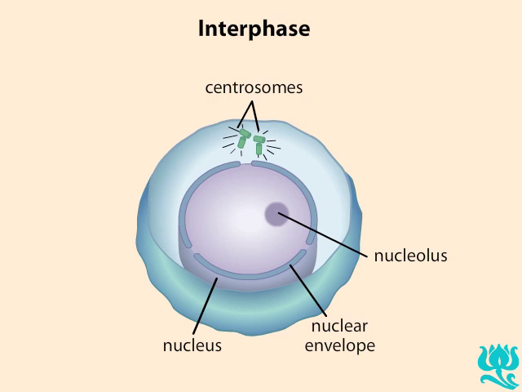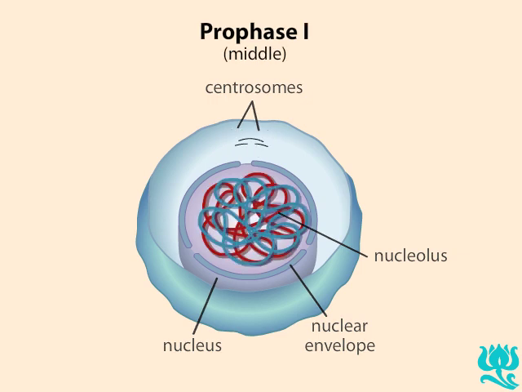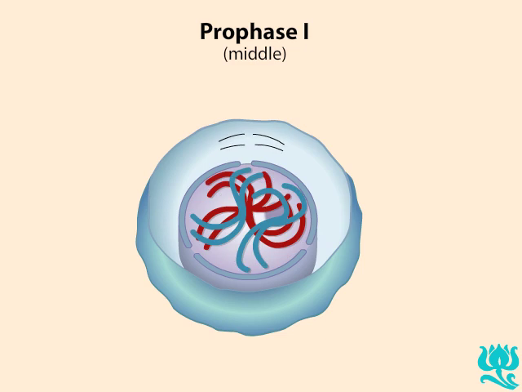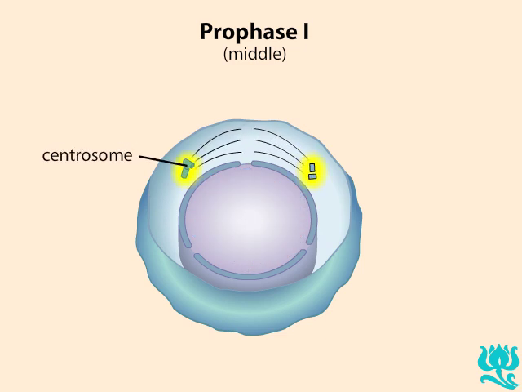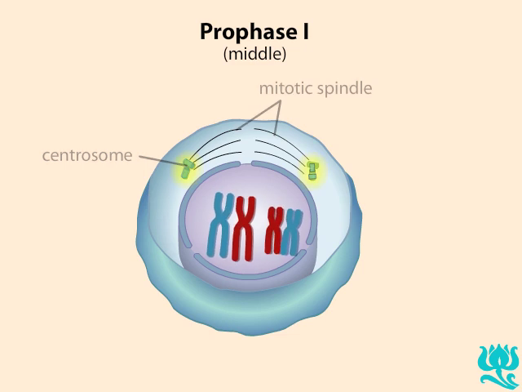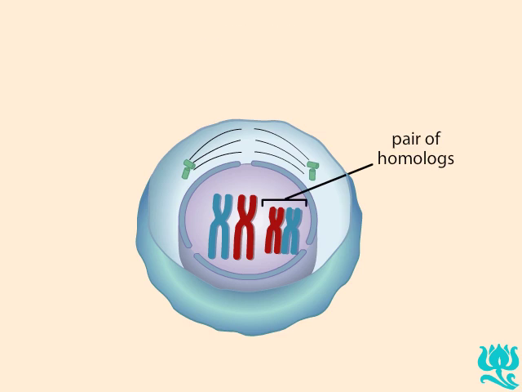As the diploid cell enters the first phase of meiosis I, called prophase I, its chromatin condenses into discrete chromosomes. The cell has two centrosomes, which form the mitotic spindle as the centrosomes migrate to opposite poles of the cell. This diploid cell contains homologous chromosomes, which pair up later in prophase I. One chromosome in each pair is maternally derived, indicated by blue, and one is paternally derived, indicated by red.